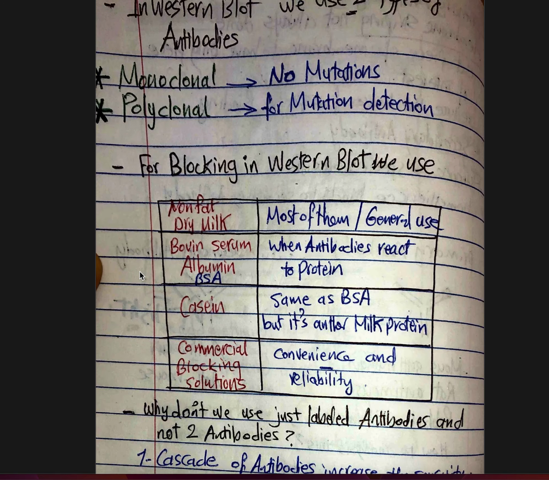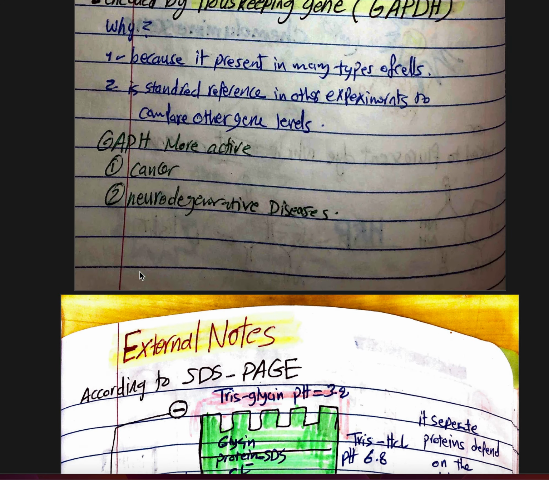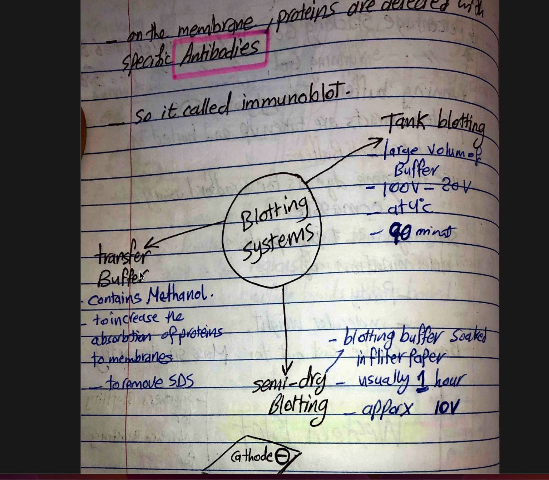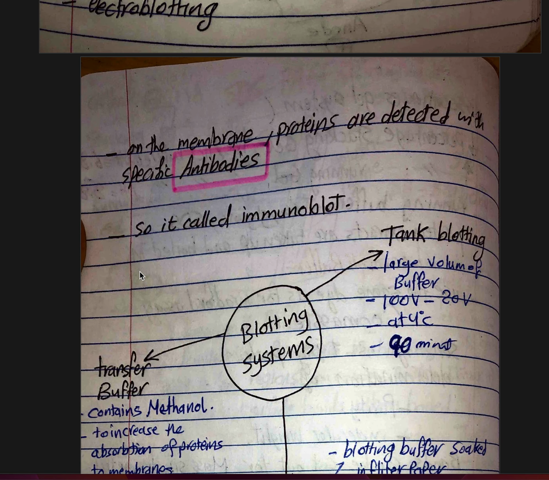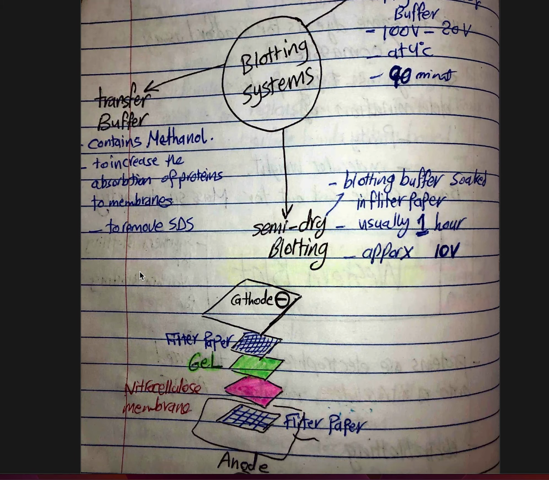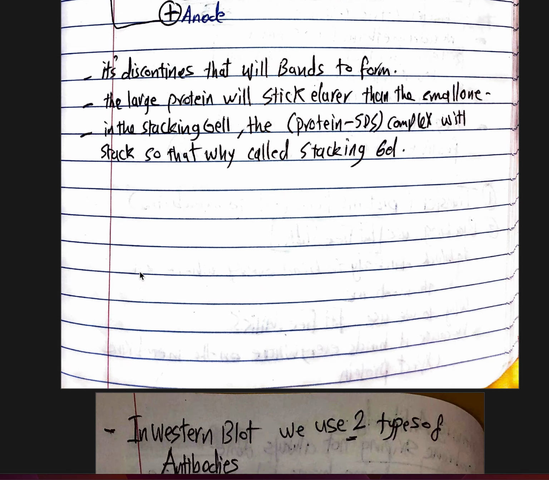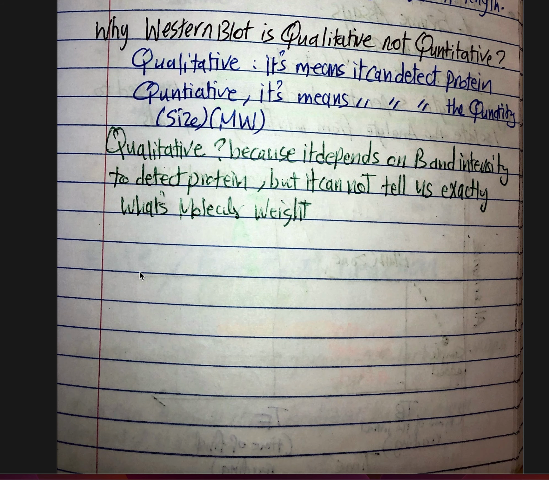So I think I explained everything about gel electrophoresis and also the Western blot, and I think it's enough for them. And in the next lectures, I will explain more about the antibodies. I don't know which lecture, but I will explain more about antibodies.